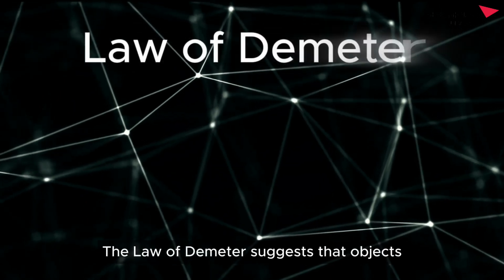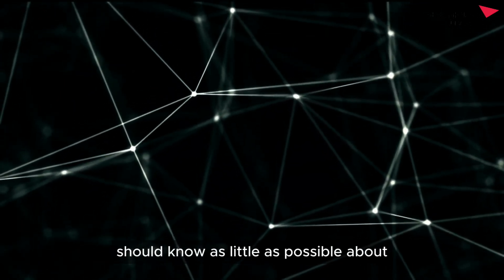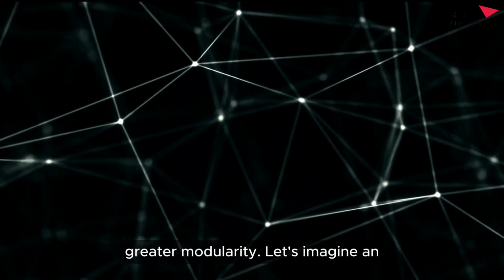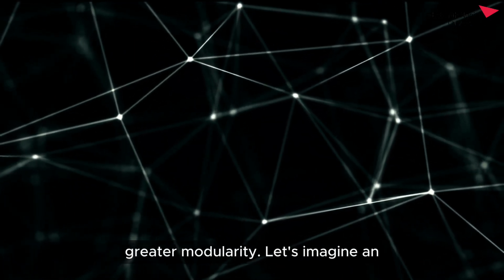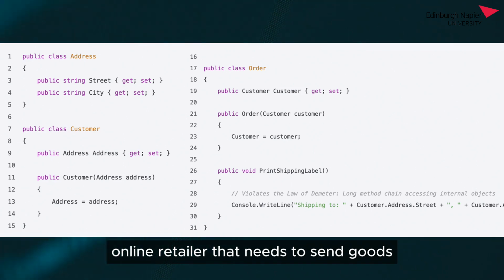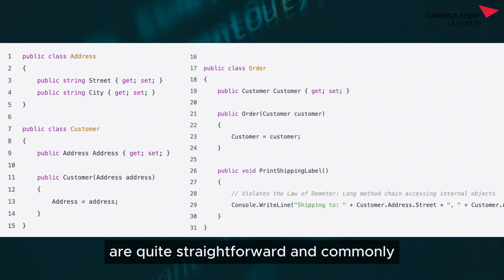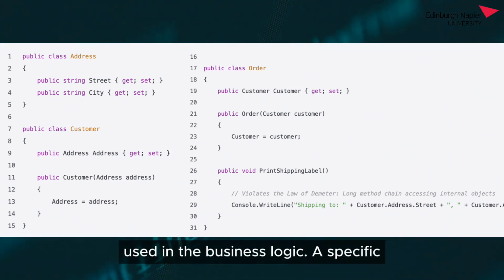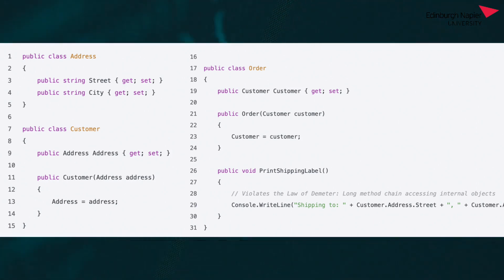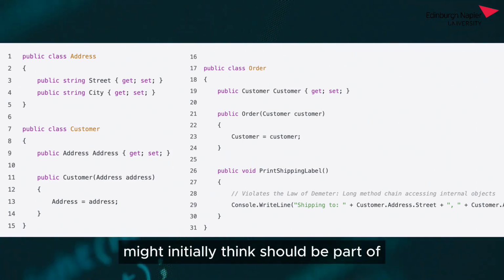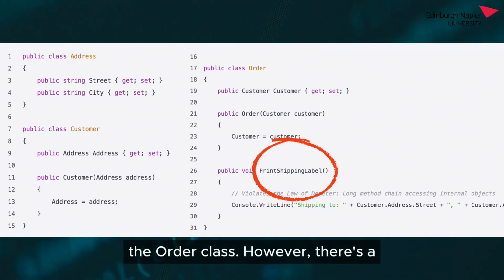The Law of Demeter suggests that objects should know as little as possible about each other, promoting loose coupling and greater modularity. Let's imagine an online retailer that needs to send goods to customers, a process that involves classes representing customers, their addresses, and orders. These classes are quite straightforward and commonly used in the business logic. A specific part of this process involves the printing of a shipping label, which one might initially think should be part of the order class.